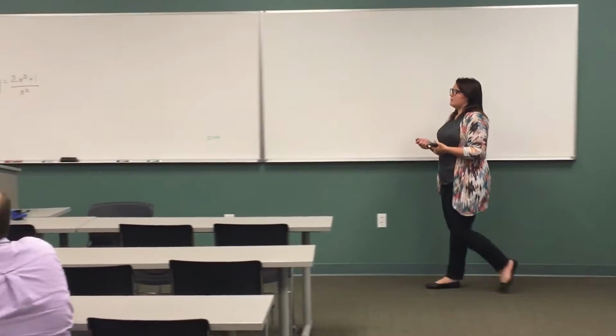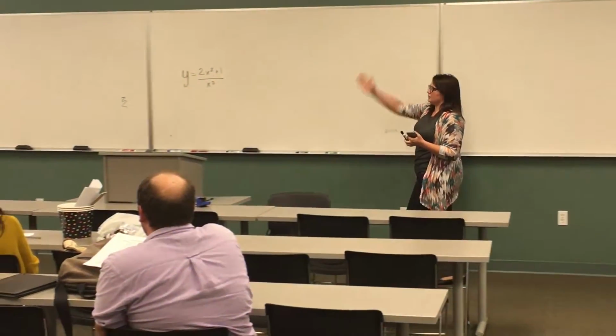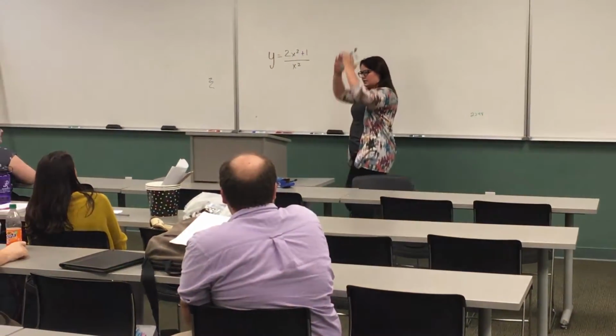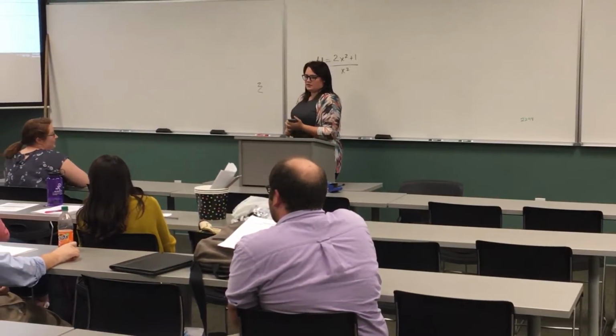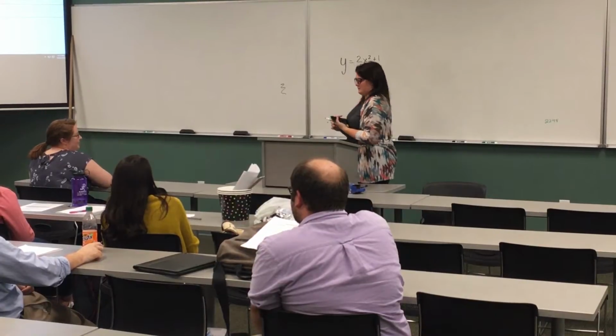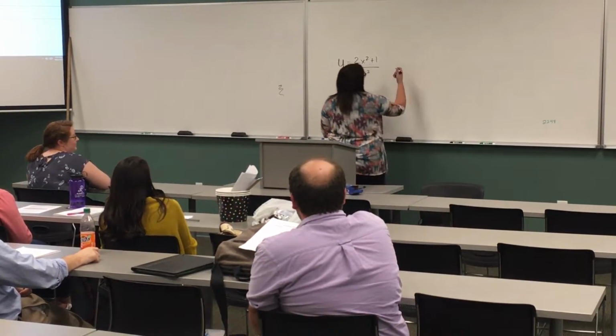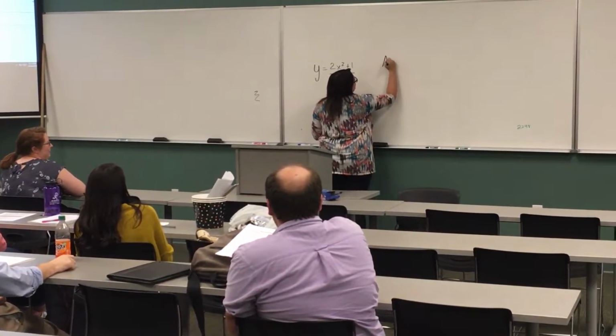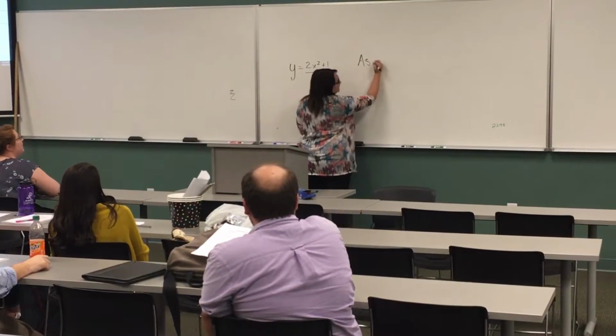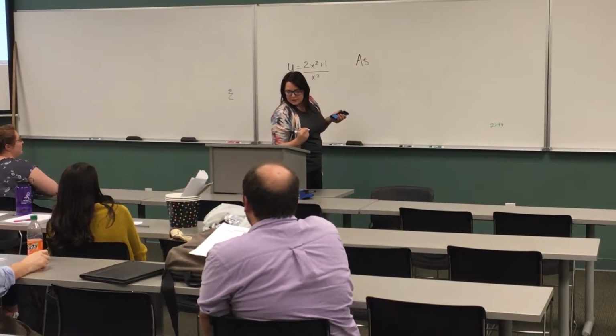Does anybody know what this line in between would be called? I know it's the x-axis, but what do you think that line would be called in between where the graph comes together? Any idea? It is called an asymptote, which is a funny word that is kind of fun to say. If I can spell it right.